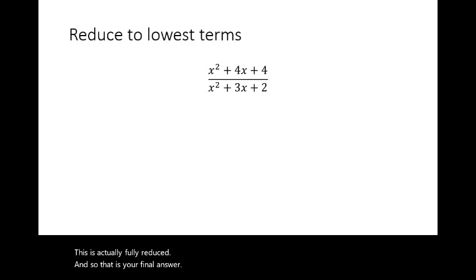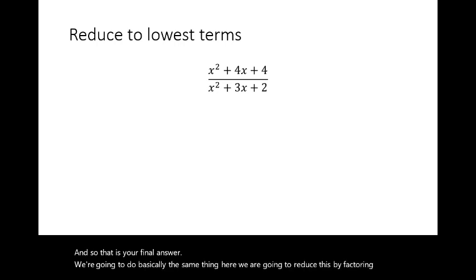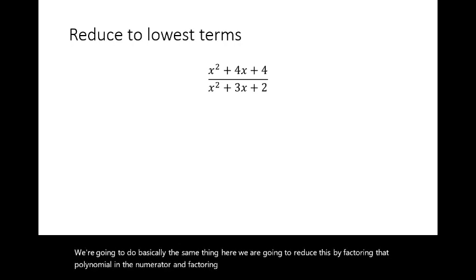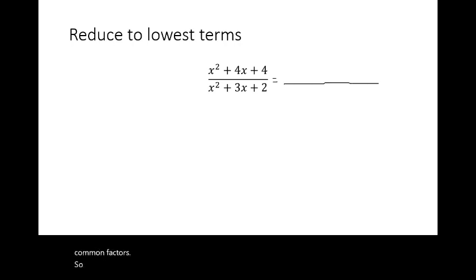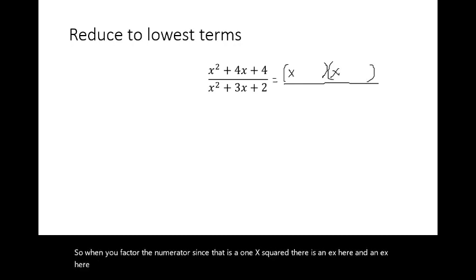We're going to do basically the same thing here. We are going to reduce this by factoring that polynomial in the numerator and factoring that polynomial in the denominator and looking for common factors. So when you factor the numerator, since that is a 1x squared, there is an x here and an x here. And we're looking for two numbers that multiply to positive 4 and add up to positive 4, which are plus 2 and plus 2.